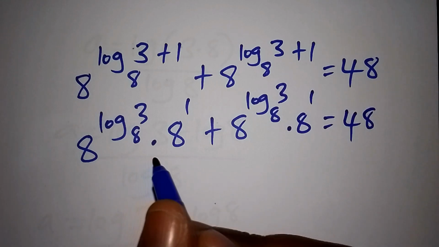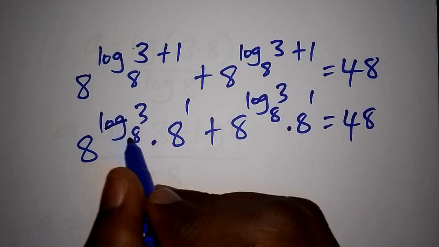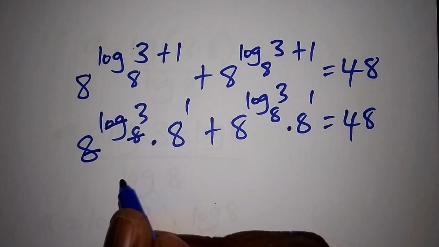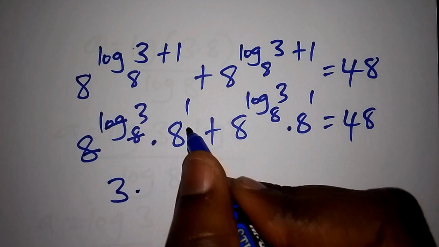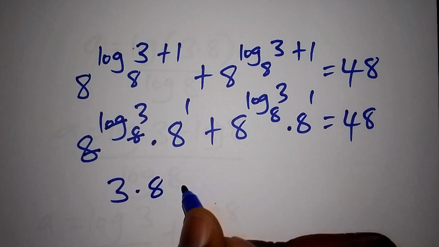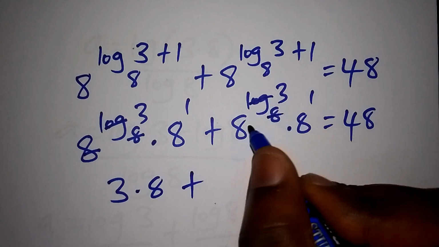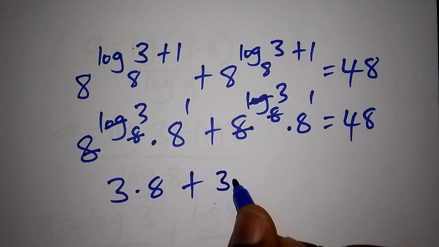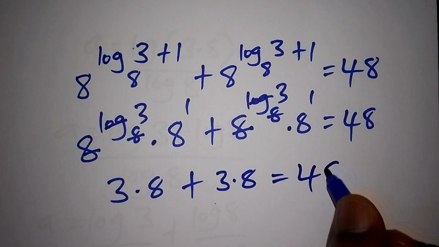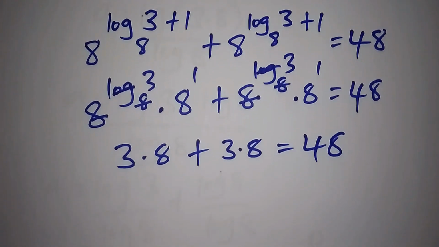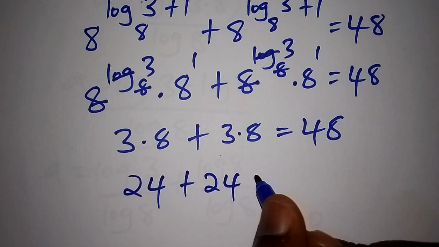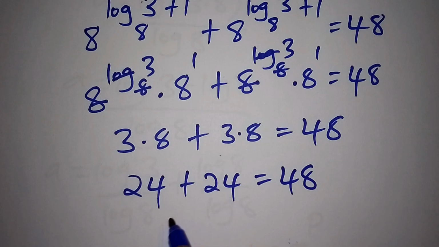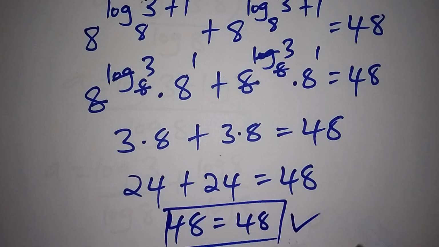Here the log to the base 8 shall cancel this 8. So we remain with 3 multiplied by 8, because 8 to the power of 1 is 8. Then again plus, the log to the base of 8 shall cancel this 8, so we have 3 multiplied by 8, which gives us 24, plus 24, which equals 48. So 24 plus 24 is 48, which equals 48. So this is our correct answer.